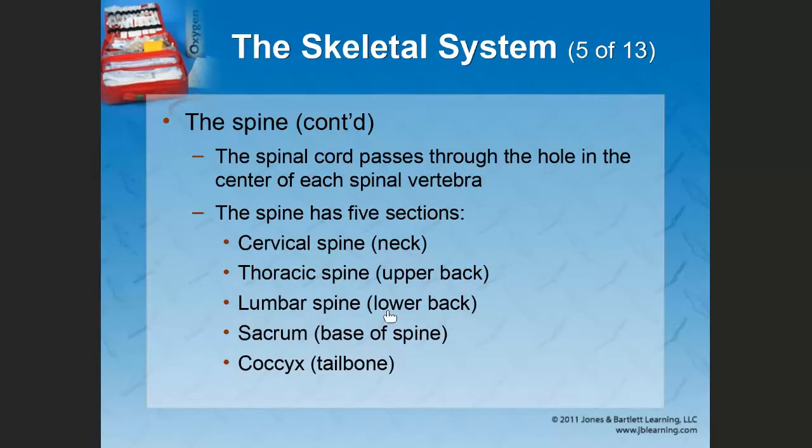The spine has 5 sections. So you have the cervical spine, which is the neck portion. You have the thoracic spine, which is the upper back. You have the lumbar spine, which is the lower back. You have the sacrum, which is the base of the spine. And you have the coccyx, which is the tailbone.